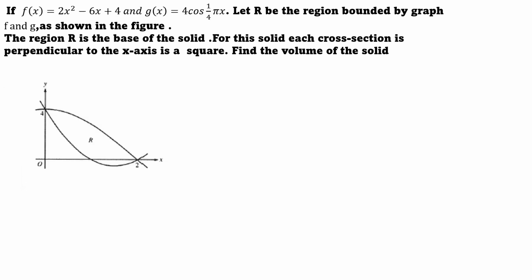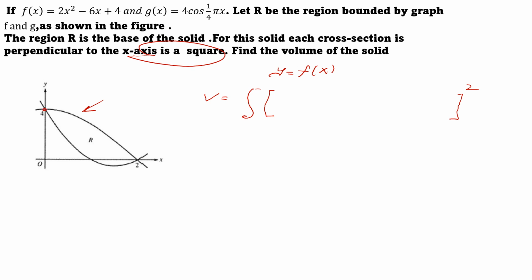So f of x is given, g of x is given, a graph is given, and they are asking you that the cross section perpendicular to the x-axis is a square. So again, whenever the cross section is a square perpendicular to the x-axis, the equation should be written in the x form, y equals f of x form, top minus bottom whole square. Since we have to find the volume, it is upper minus lower, or top minus bottom, whole square. Now the main thing is how to figure out which one is the top and which one is the bottom. So look at this one.